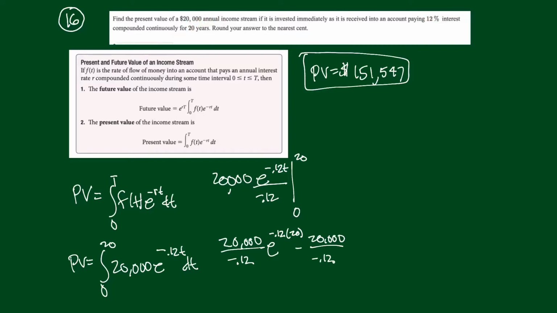Now, just so we know, it's not part of the problem, but just out of curiosity, if we take $20,000 a year for 20 years, that turns out to be $400,000 that we're getting back. So our initial investment of $151,000 provides us with $400,000 in income. That is, of course, if we can get 12% interest compounded continuously.